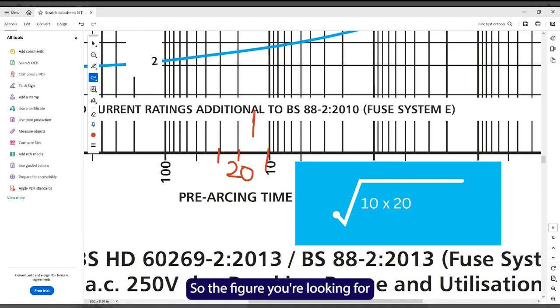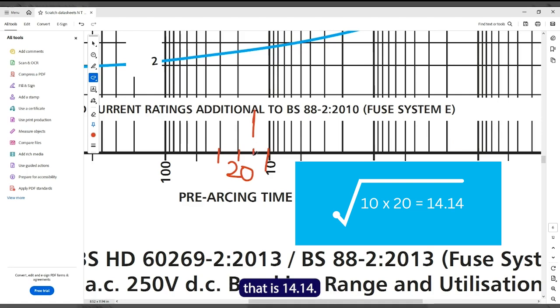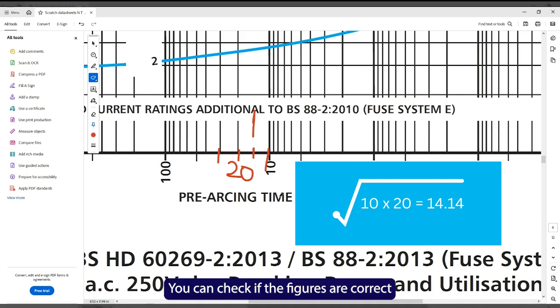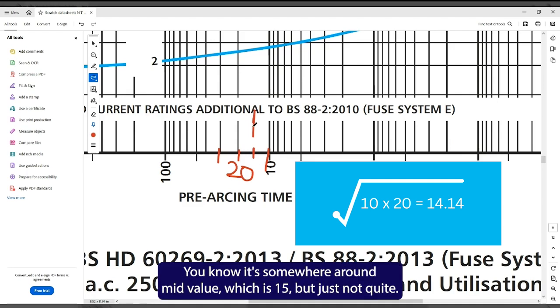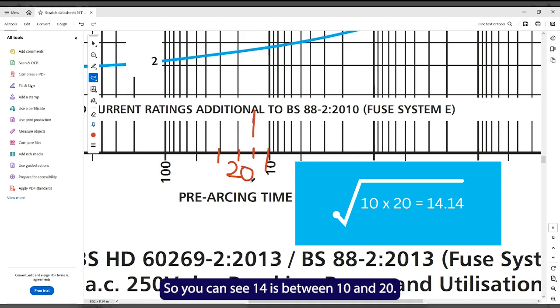So the figure you're looking for, 10 times 20 is 200. The square root of this is 14.14. So this value here, that is 14.14. You can check the figure is correct or in the same sort of scales. You know it's somewhere around mid value, which is 15, but just not quite. So you can see 14 is between 10 and 20. So it's the right scale, so that looks correct.